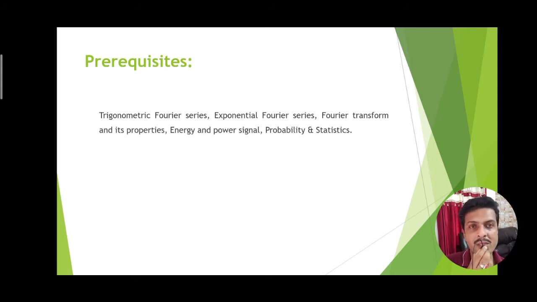There are a few prerequisites for this course, such as the Trigonometric Fourier series, Exponential Fourier series, Fourier transform and its properties, energy and power signal, probability and statistics.